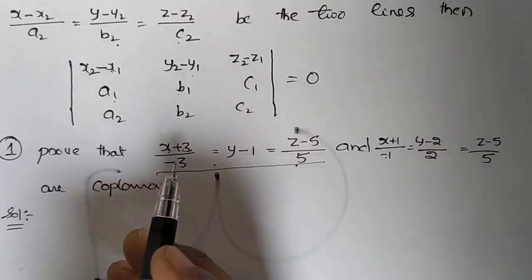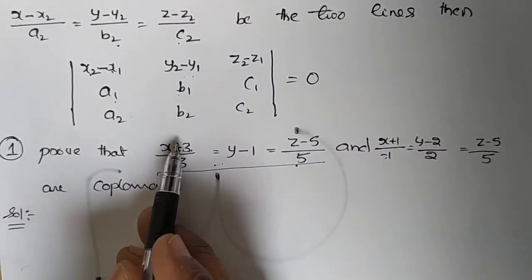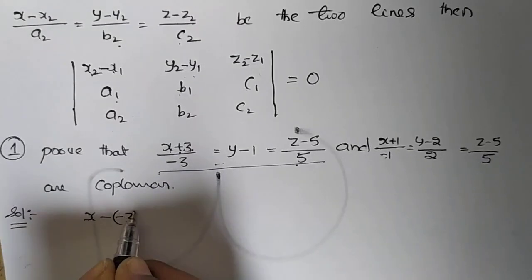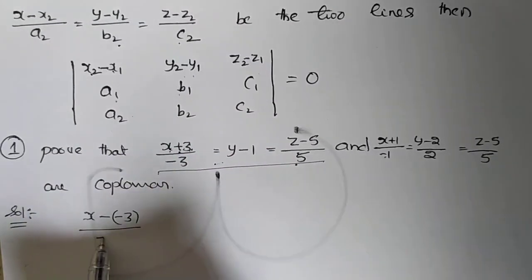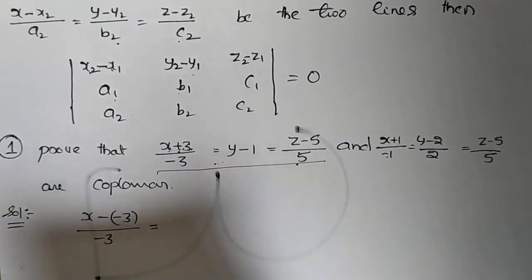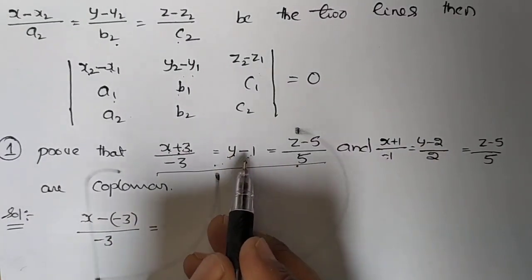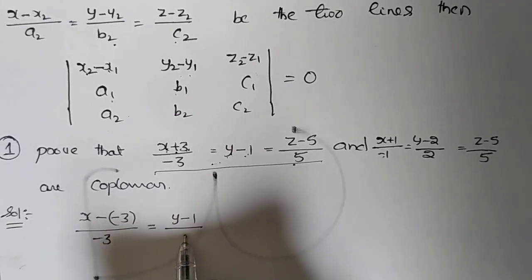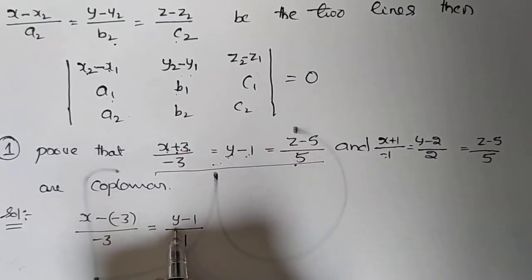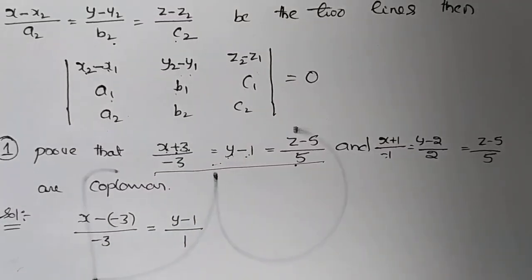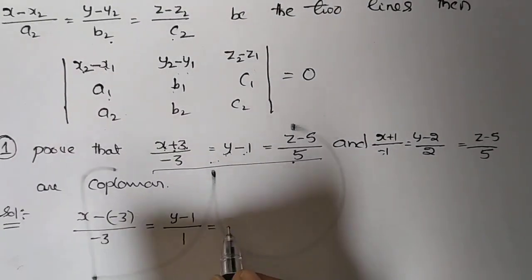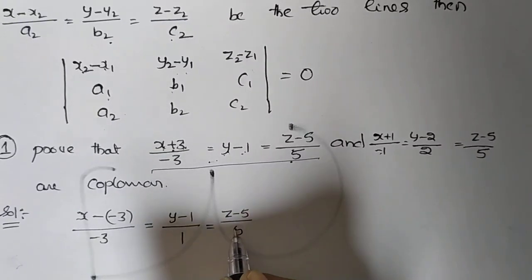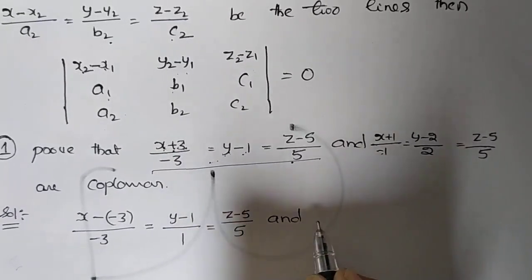For x plus 3, we have to adjust it like x minus of minus 3, divided by minus 3, equals y minus 1. Only y minus 1 is there; what about the denominator? There will be 1. Understood? In the denominator there will be a 1. Equals z minus 5 divided by 5.